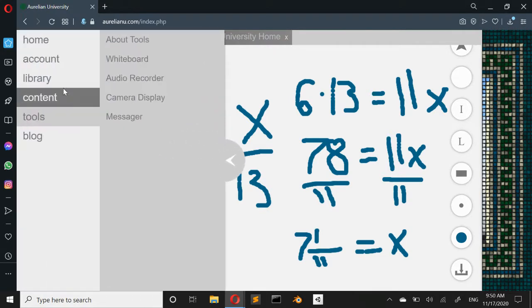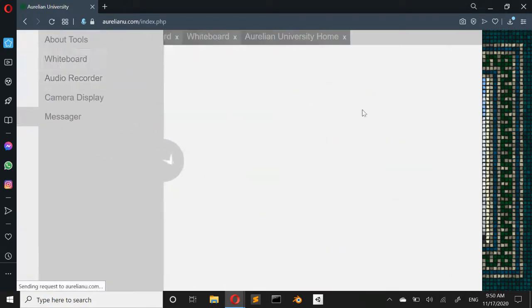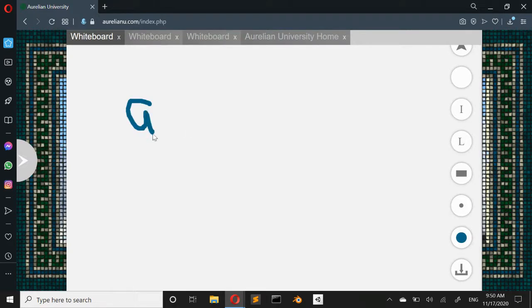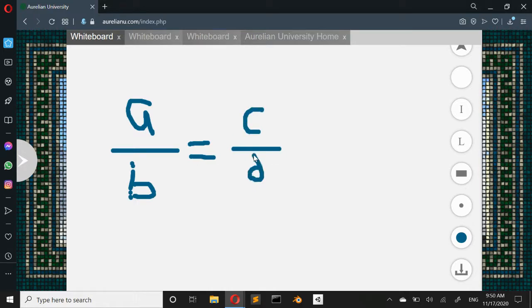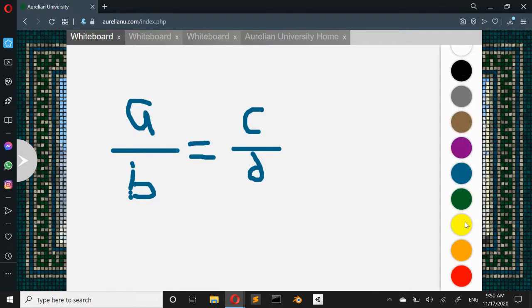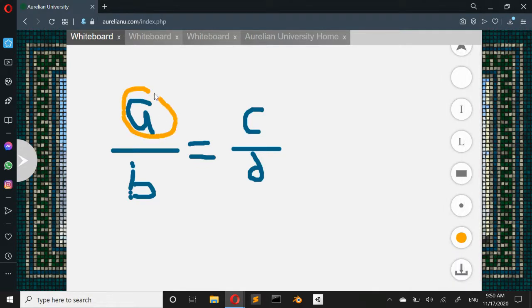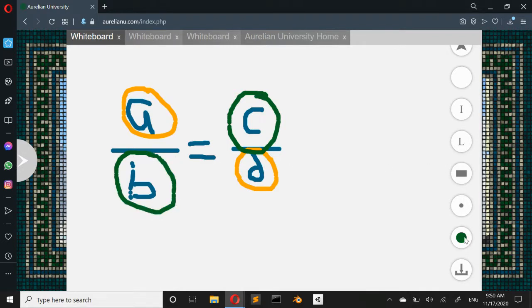So the general principle here is we've got a over b equals c over d. This whole thing is going to be the same equation as just as if we were to say AD equals CB.